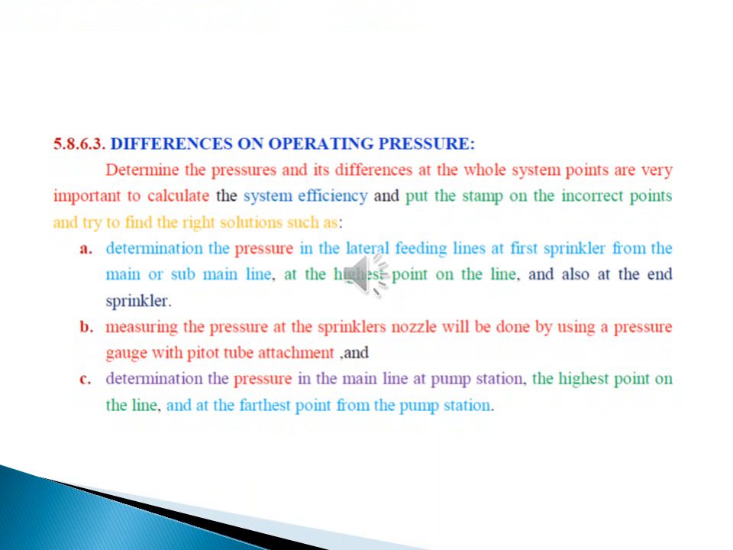Differences in operating pressure. Determining the pressures and their differences at all system points is very important to calculate the system efficiency, identify the incorrect points and find the right solution. This includes determining the pressure in the lateral feeding lines at the first sprinkler from the main or sub-main line, at the highest point on the line, and at the end sprinkler. Also measure the pressure at the sprinkler nozzle, and determine the pressure in the main line at the pump station, at the highest point on the line, and at the first point from the pump station.